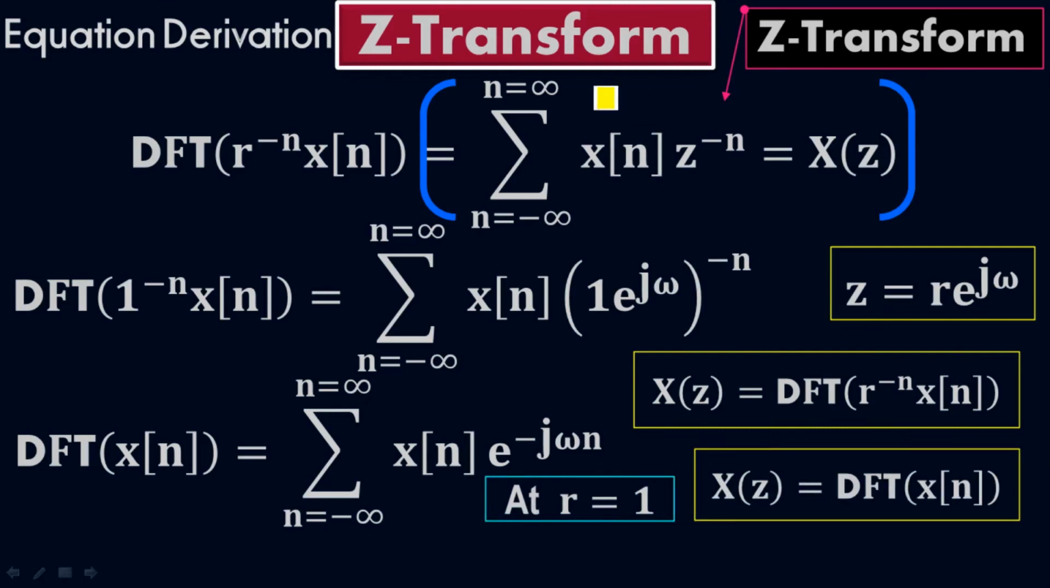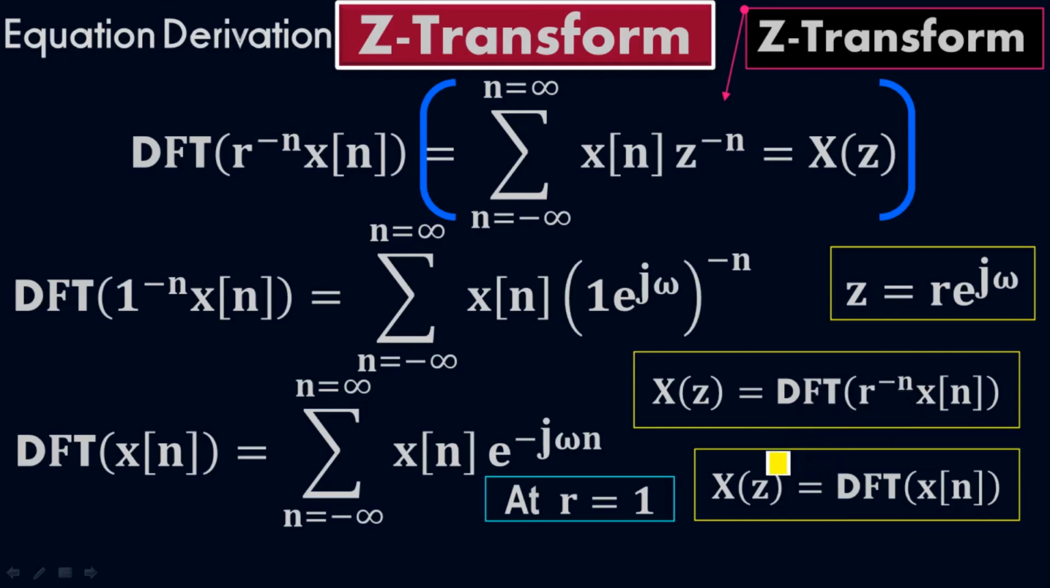So I can write that x of z equals the discrete Fourier transform of r to the negative n times x of n. At r equals 1, x of z equals the discrete Fourier transform of x of n. Remember, this is my x of z, which is the Z transform equation. It equals the discrete Fourier transform of r to the negative n into x of n. But then at radius r equals 1, the Z transform equals the discrete Fourier transform. When I plug in r equals 1 here, 1 to the negative n will be 1. So we'll have the discrete Fourier transform of x of n.